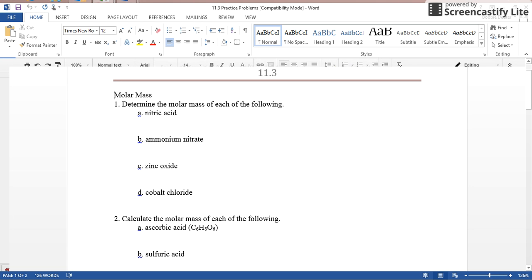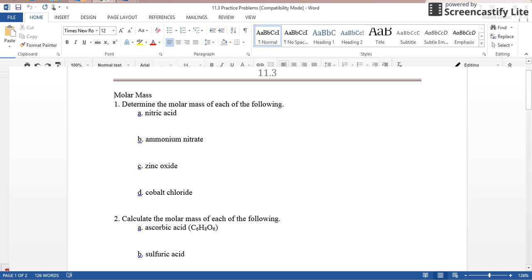Okay, so today we are going to work on lesson 11-3. And so we're going to determine the molar mass of compounds. When we start determining the molar mass, make sure that you have your periodic tables out. And with that, we are going to start by looking at the chemical formula itself. So let's start with nitric acid.